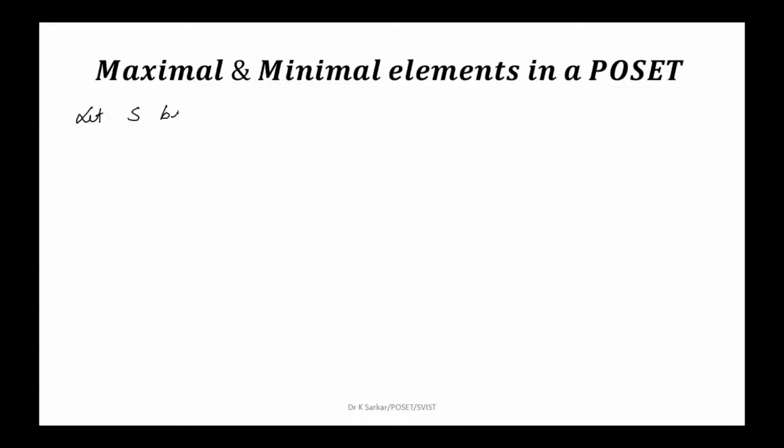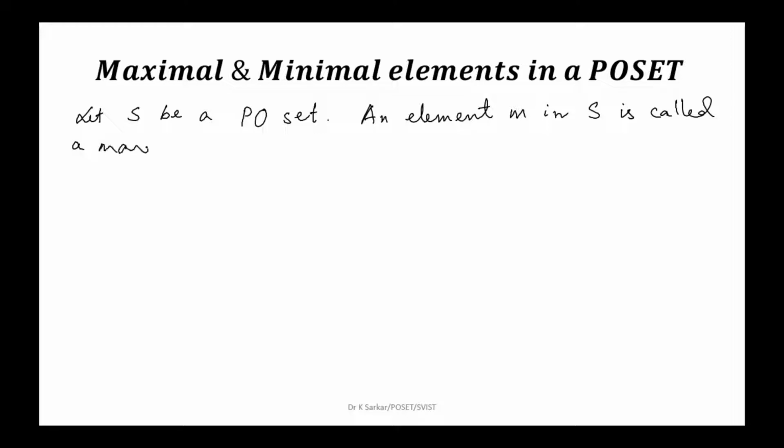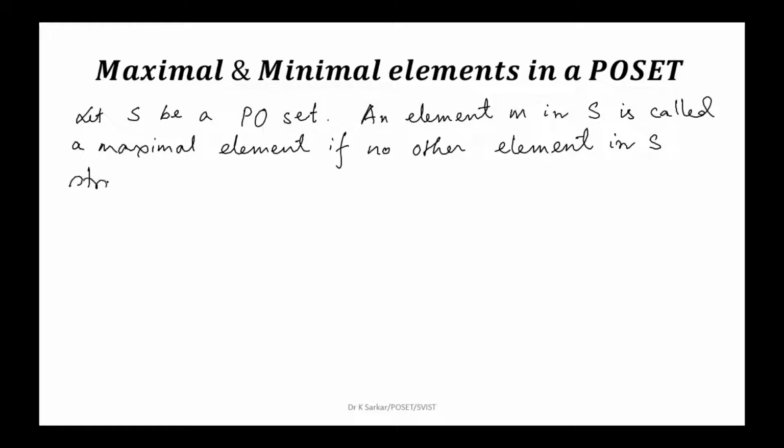Let S be a poset. An element M in S is called a maximal element if no other element in S strictly succeeds M.